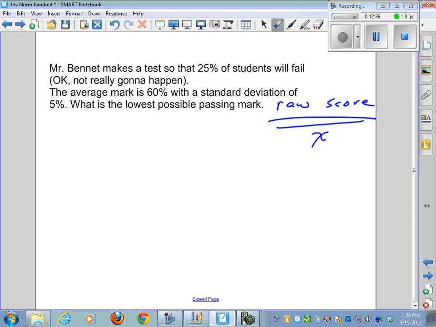Okay, so draw a picture. For invert norm, you have to draw pictures. What percent am I shading? Now, you got to be careful with mark kind of questions because the marks are percent as well as the percent of marks, the area. So which one of those percentages is what I'm shading? He makes a test so that 25% of students will fail.